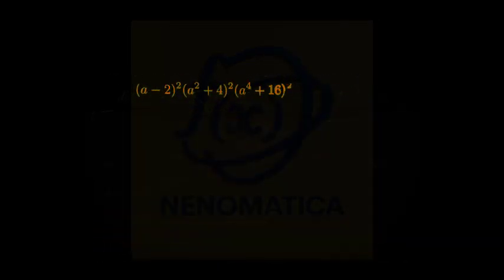We have a complex expression that we need to simplify. a minus 2 squared times a squared plus 4 squared times a to the fourth plus 16 squared times a squared plus 4a plus 4. Our goal is to simplify this expression by applying various algebraic techniques. Let's begin our simplification journey.